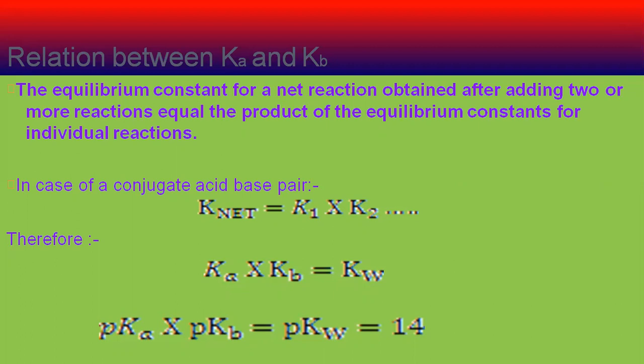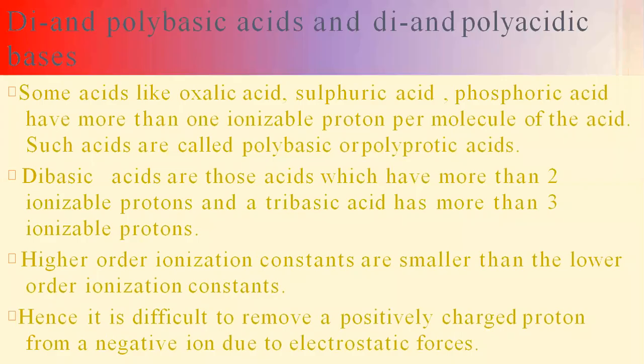Means, for example, if conjugate base and acid reactions are there, multiple reactions are there, what happened? We have to find out the net constant. So K net is equal to K1 into K2 into K3 and so on. Therefore, Ka into Kb, that is acid constant into base constant, will be equal to Kw. Okay, and for that pKa plus pKb is equal to pKw. That will be like 14.